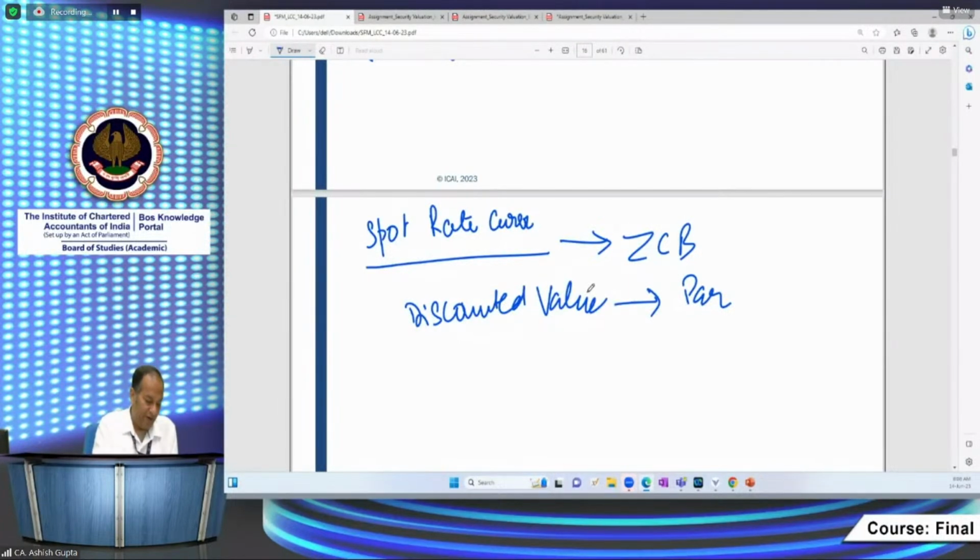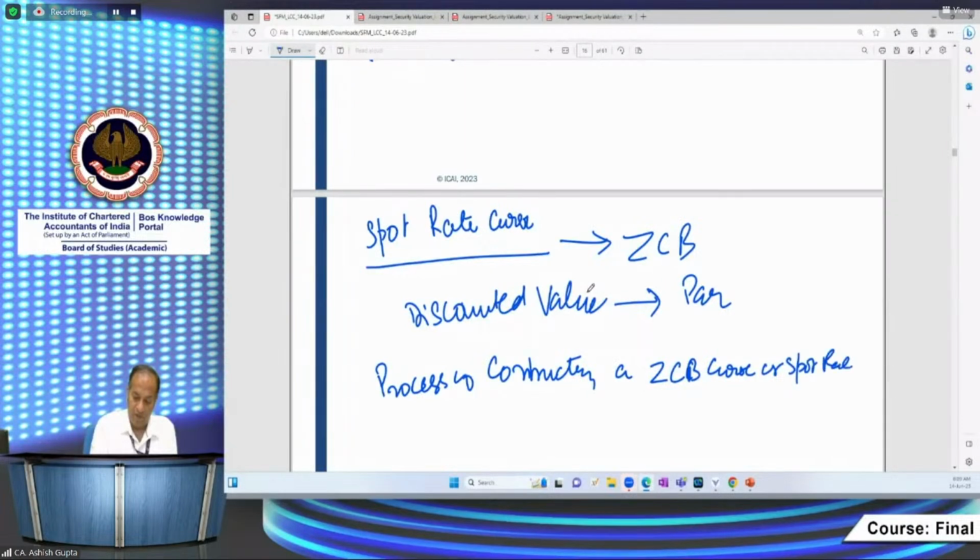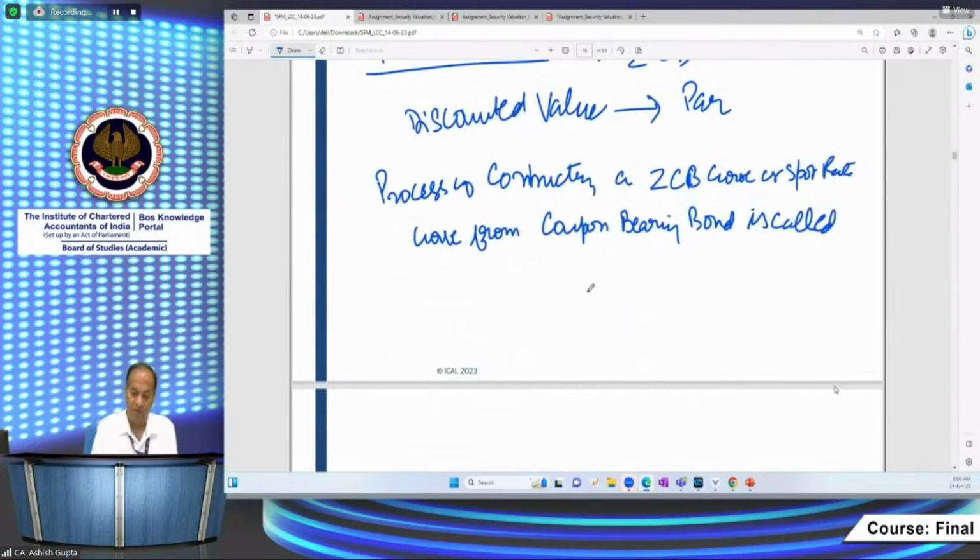And one more important point: the process of constructing a zero coupon bond curve or spot rate curve from coupon bearing bonds is called bootstrapping. The concept of bootstrapping is also discussed in mergers and acquisitions.